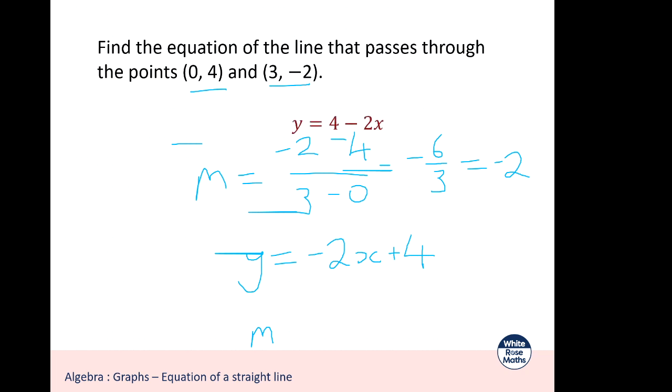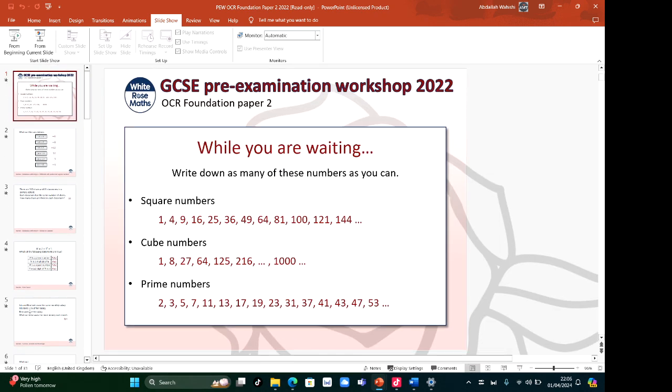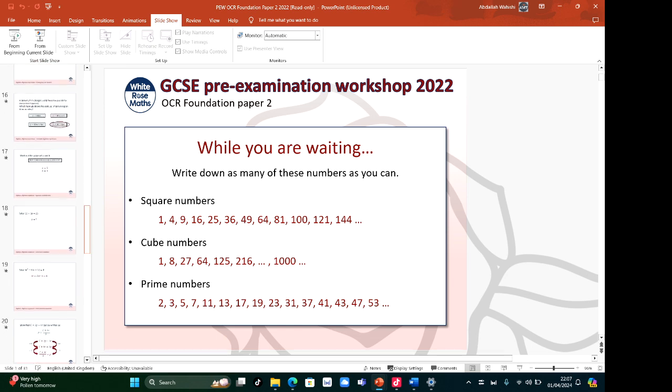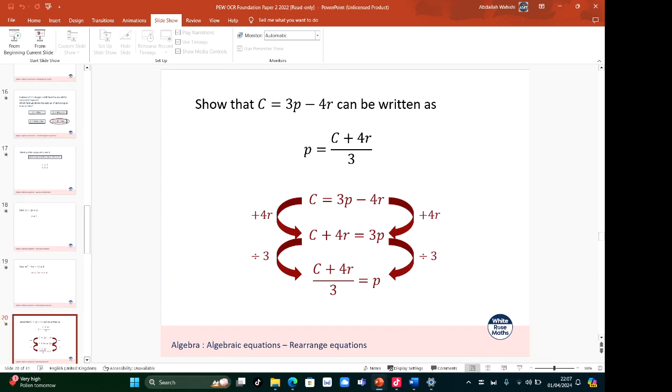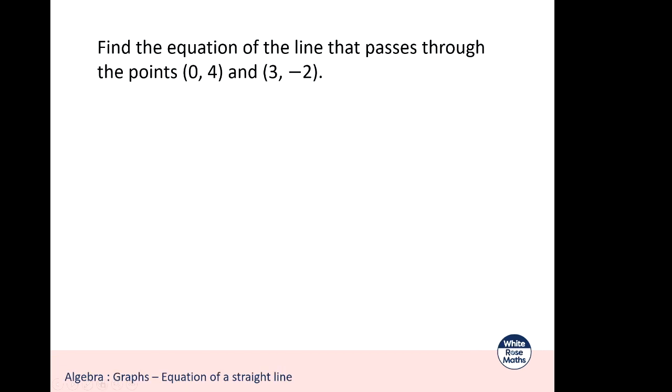Okay, that's my answer for that: 4 minus 2x. You can do foundation right now. If you look here, from the start, it says OCR Foundation Paper 2, so this is for the non-calculator paper. That's fine, it's still going to be relevant for you. What is the question, Yasin?